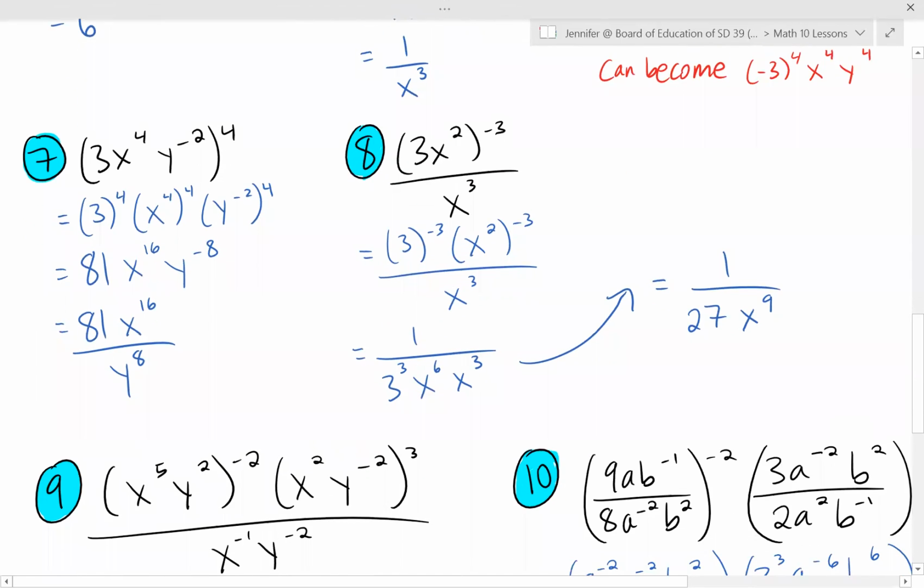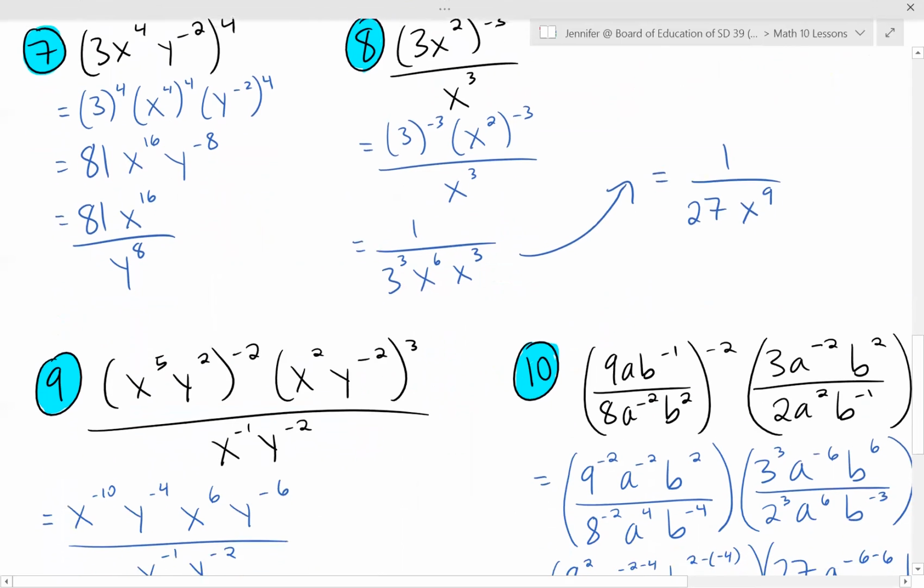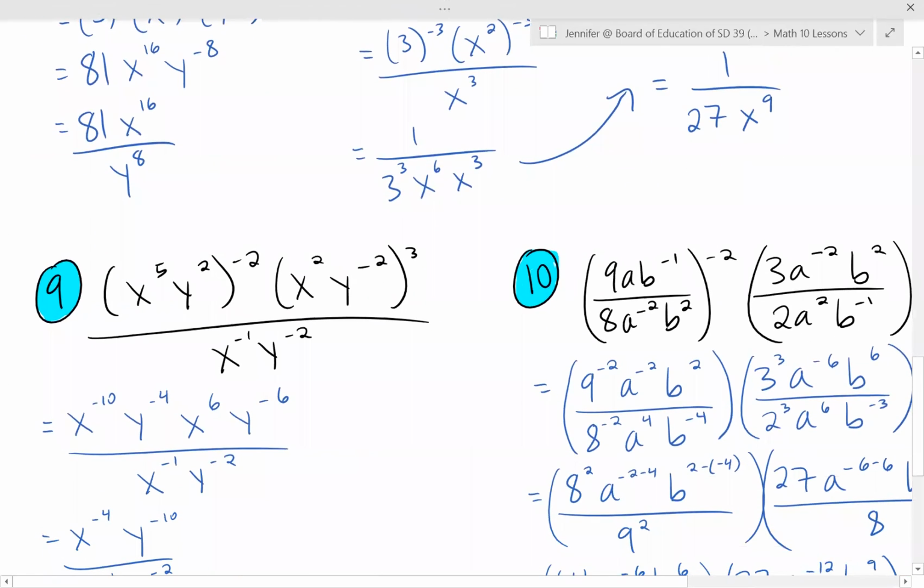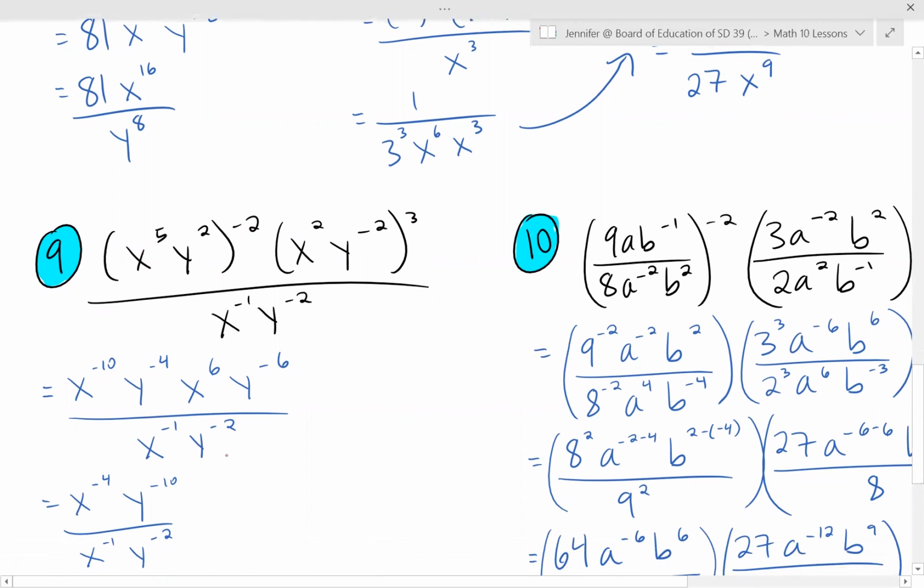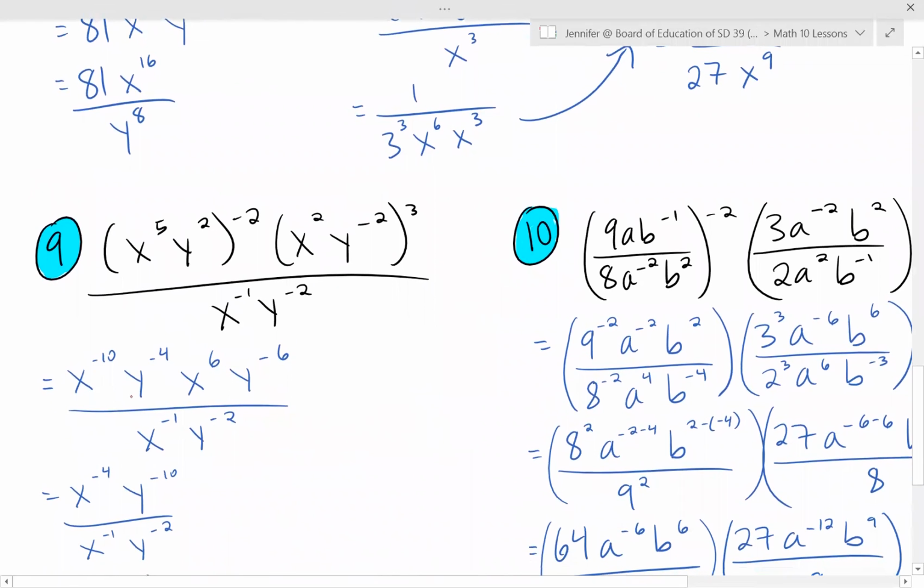Last two examples, these are complicated ones. These are more the applying and extending level, but it's the same idea. We're using all our exponent laws to simplify. So in this first example, I brought the negative 2 into the brackets first. So 5 times negative 2 gives me negative 10. 2 times negative 2 gives me negative 4. Did the same thing with the second set here. Bottom stayed the same.